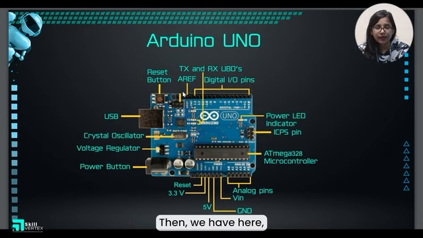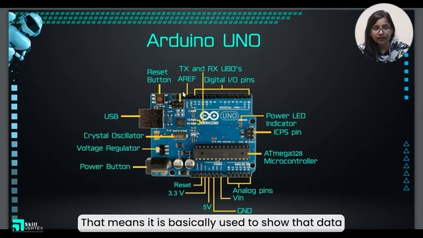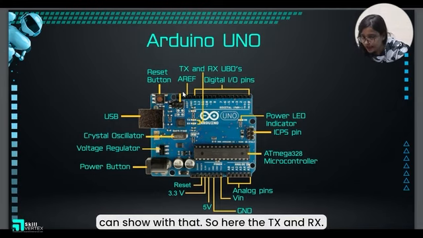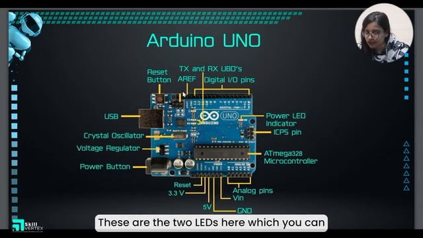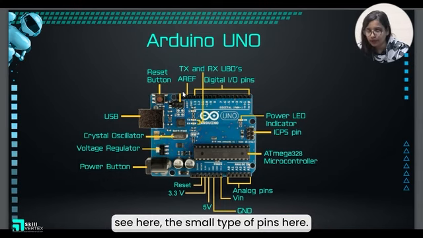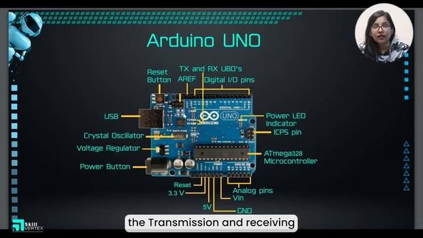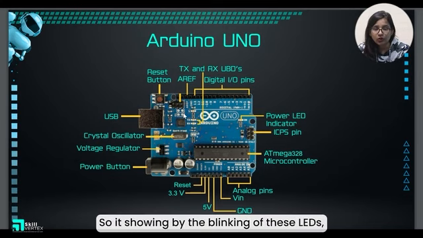Then we have the TX and RX LEDs. These are basically used to show whether data is being transferred or not. These are the two small LEDs which you can see here. The TX and RX LEDs show whether transmission and receiving of data is happening, and it is shown by the blinking of these LEDs.